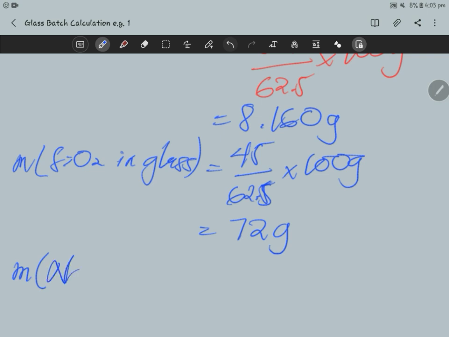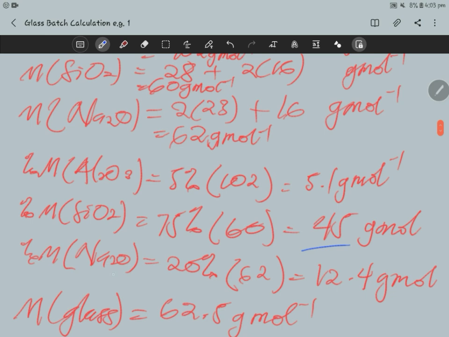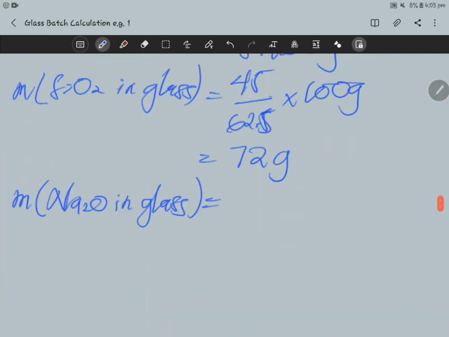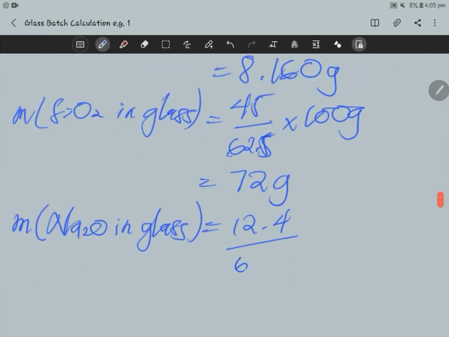And the mass of Na2O in the glass, that will be its percentage, that's 12.4, all on the molecular mass of glass, 62.5, times the mass of the glass. Because this one here is grams per mole. A minute. This one here is grams per mole. It's not clear. Let's see.